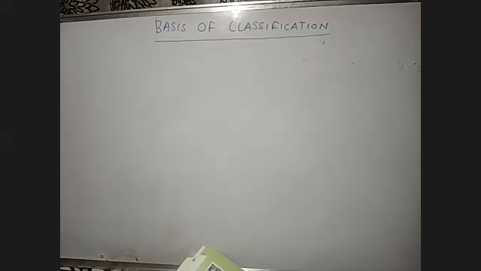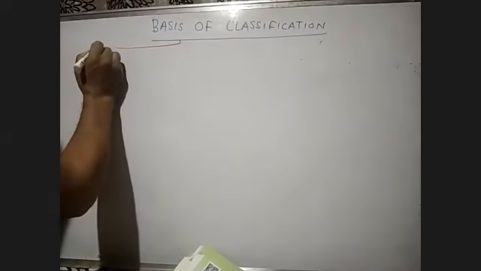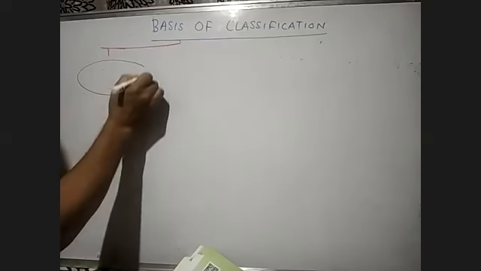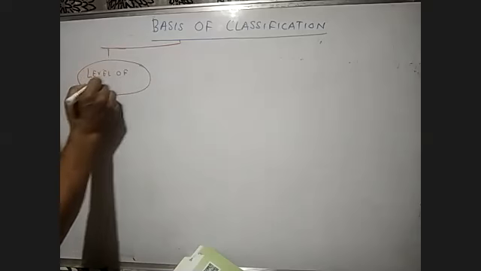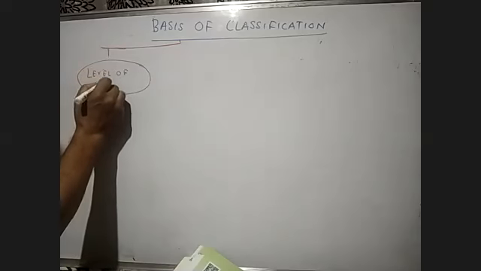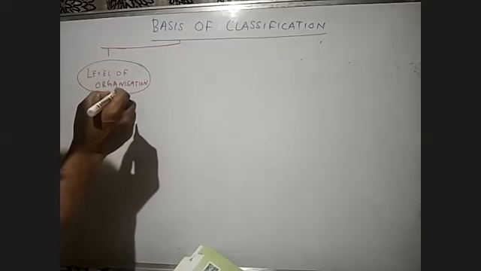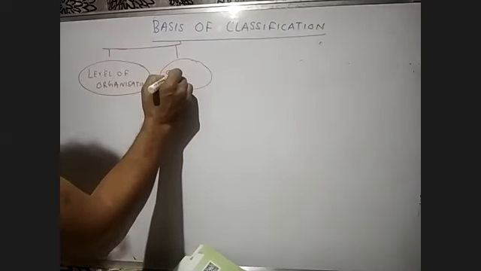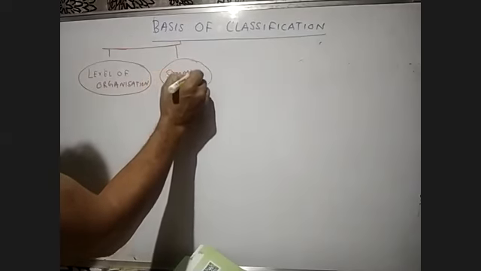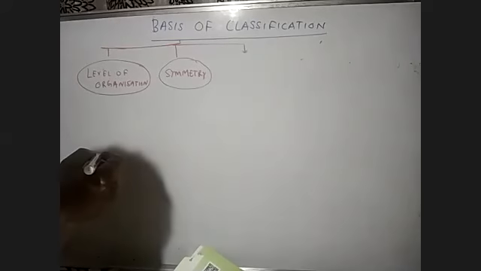So the basis of animal classification, if I write here on the board, you can see the first one will be the level of organization. The second one is called symmetry, S-Y-M-M-E-T-R-Y, symmetry.